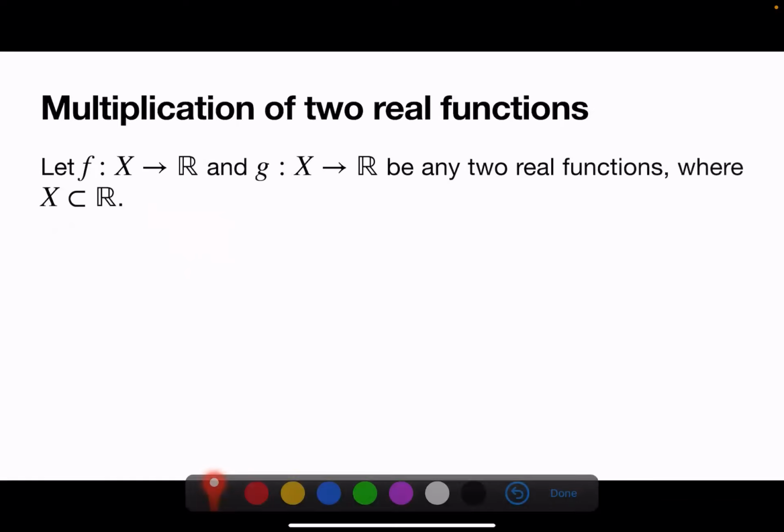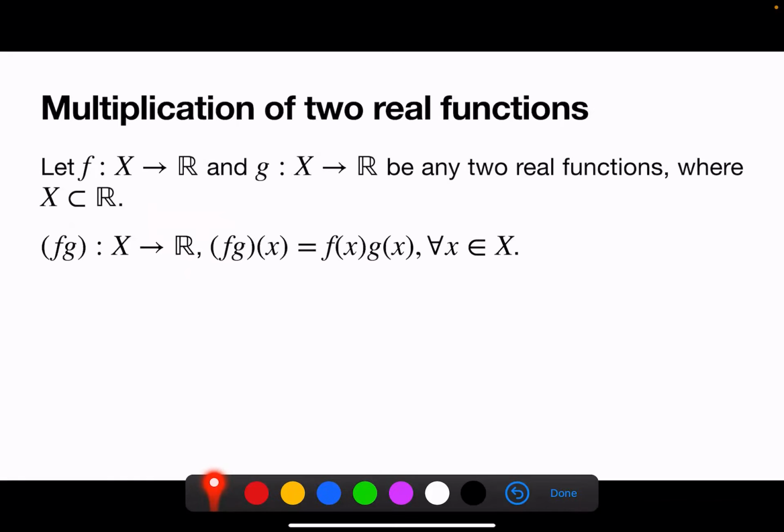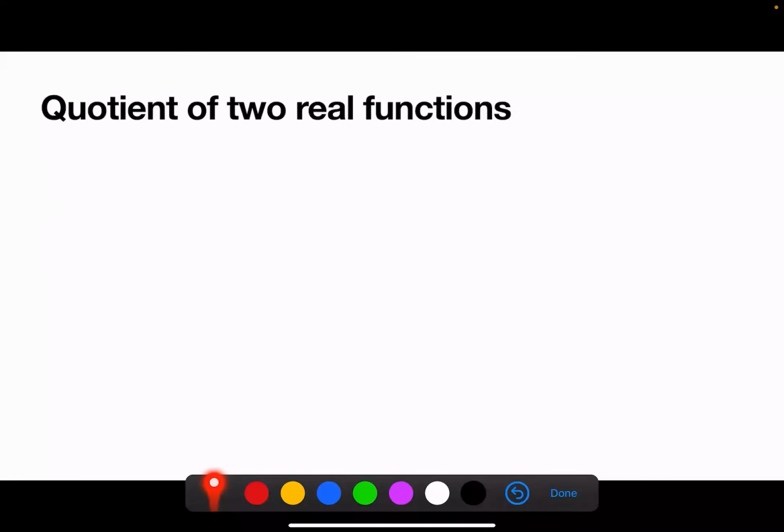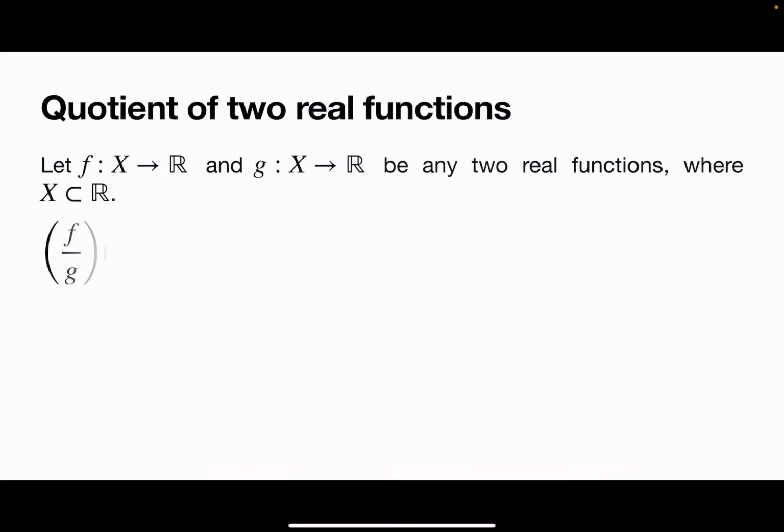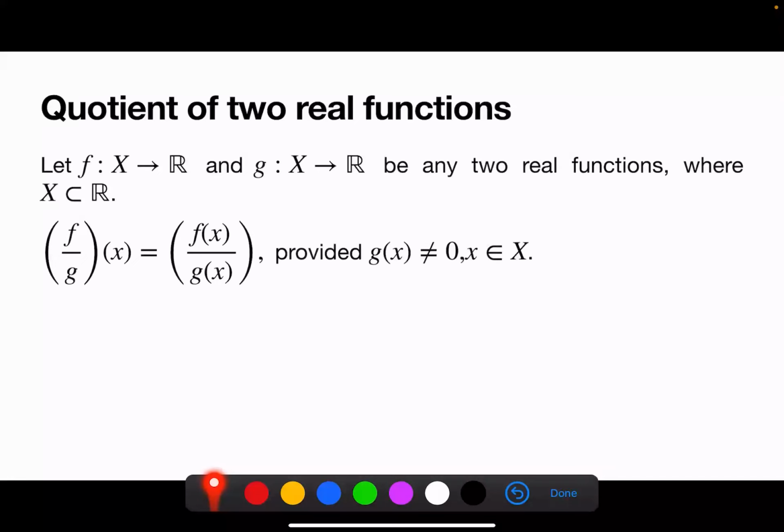Multiplication is also similar. So f into g of x will be f of x into g of x. And similarly quotient, division: f by g of x is f of x by g of x. You have to keep in mind that whenever you have anything in the denominator, we don't want it to be zero. Whether it is a function or any real number, we don't want it to evaluate to zero. So if f of x by g of x is rational, g of x cannot be zero. Keep this in mind.